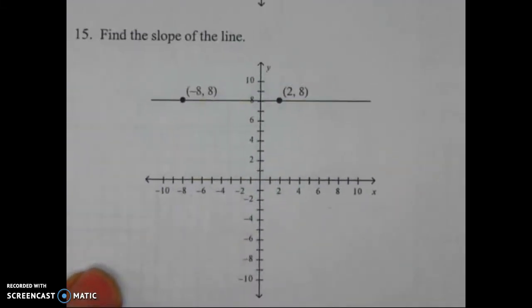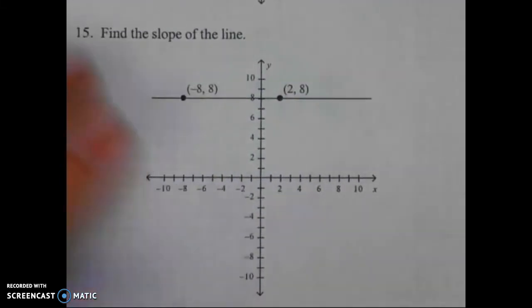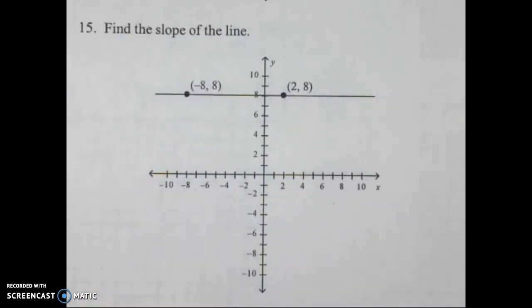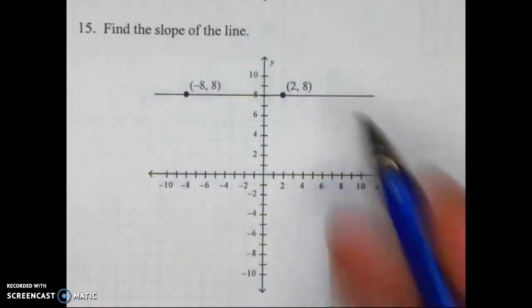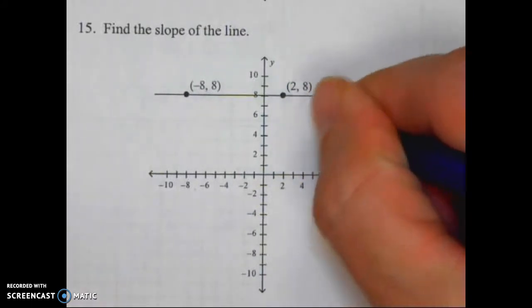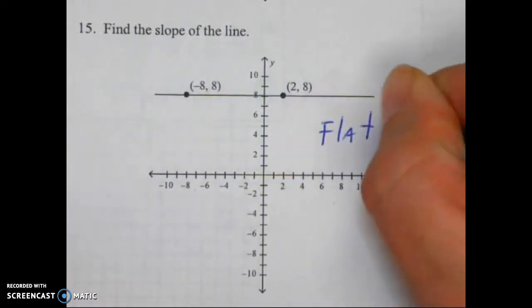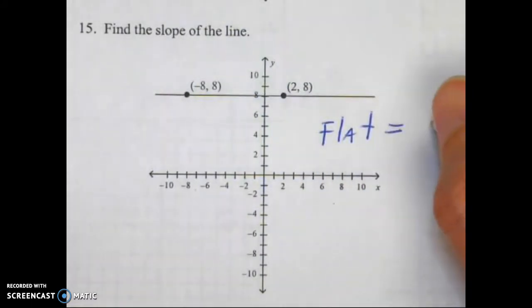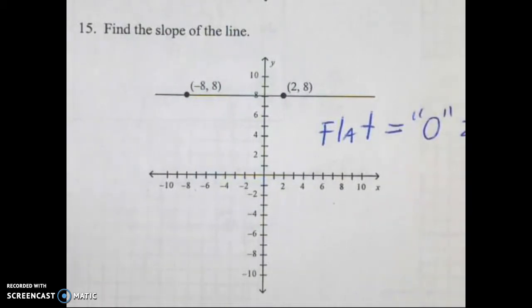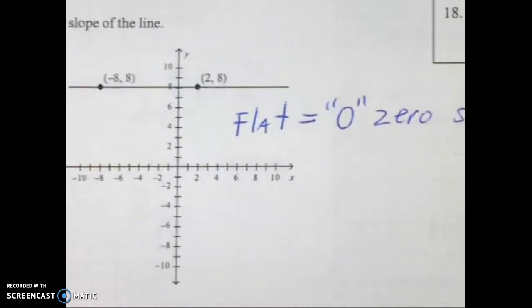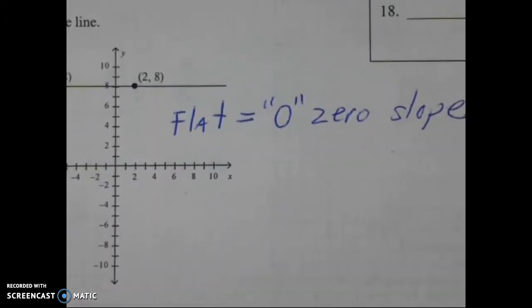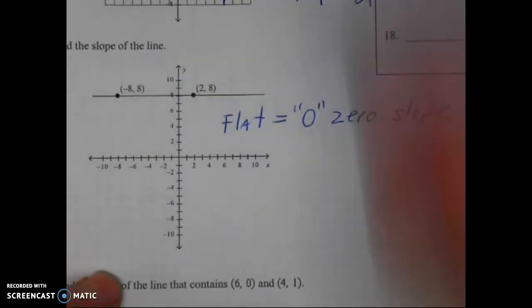15 again is slope of a line, but hey, this is pretty easy. If you have a flat line, flat means that you have a 0 slope. All right? 0 slope. That's what a flat line means.